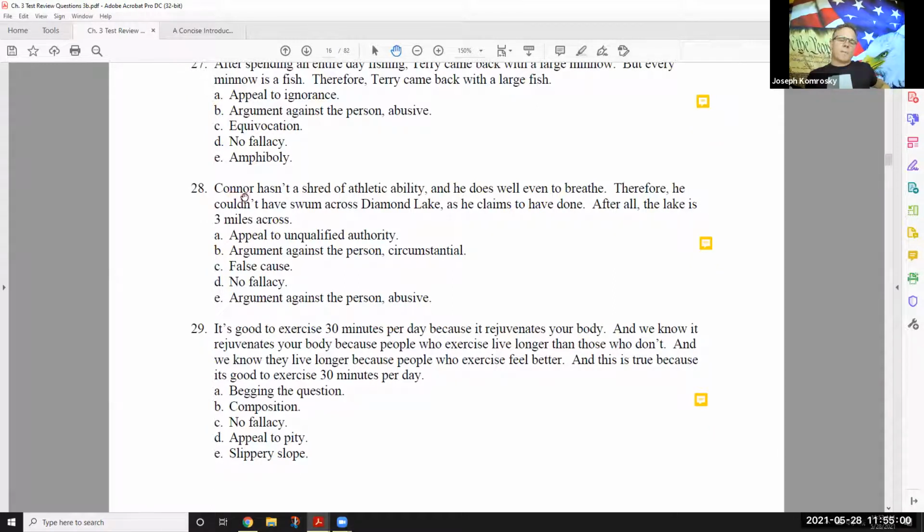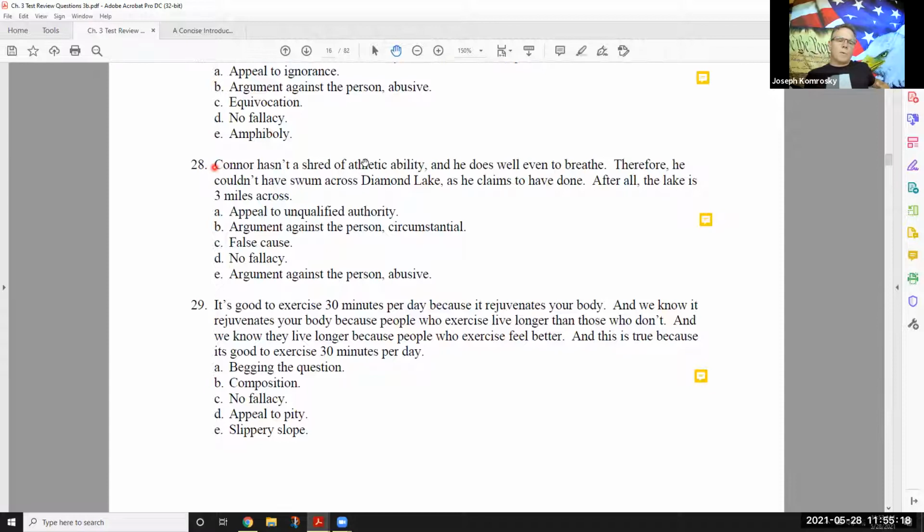And this person's not making fun of Connor, even though it sounds like it, because when you say hasn't a shred of athletic ability, you can just say Connor has no athletic ability and does well even to breathe. What this means is just breathing for Connor, that's all you're going to get. You're not going to get any exercise. I guess you could rephrase that so it wouldn't sound like it's making fun of Connor, even though it's not. Some of you might disagree, but in any case, there's no fallacy.